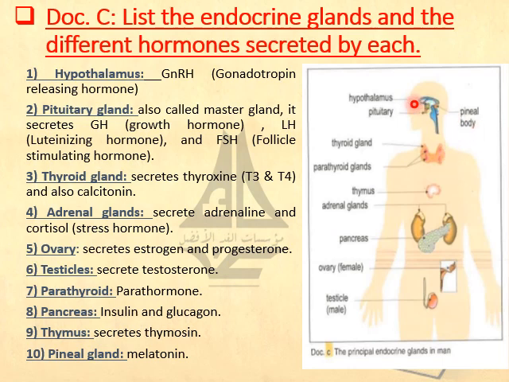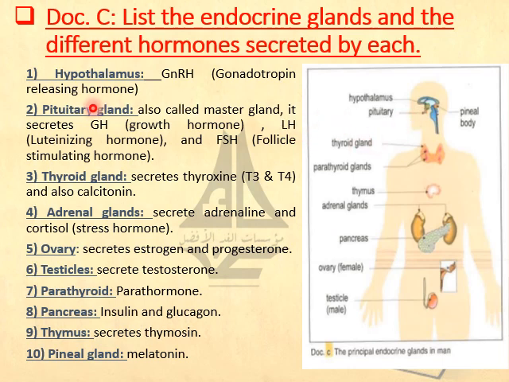Look at the hypothalamus. It secretes a hormone called GnRH, gonadotropin releasing hormone. Such hormone is important. It acts on the pituitary gland, which is the master gland in our body. And it's important for releasing FSH and LH hormones.